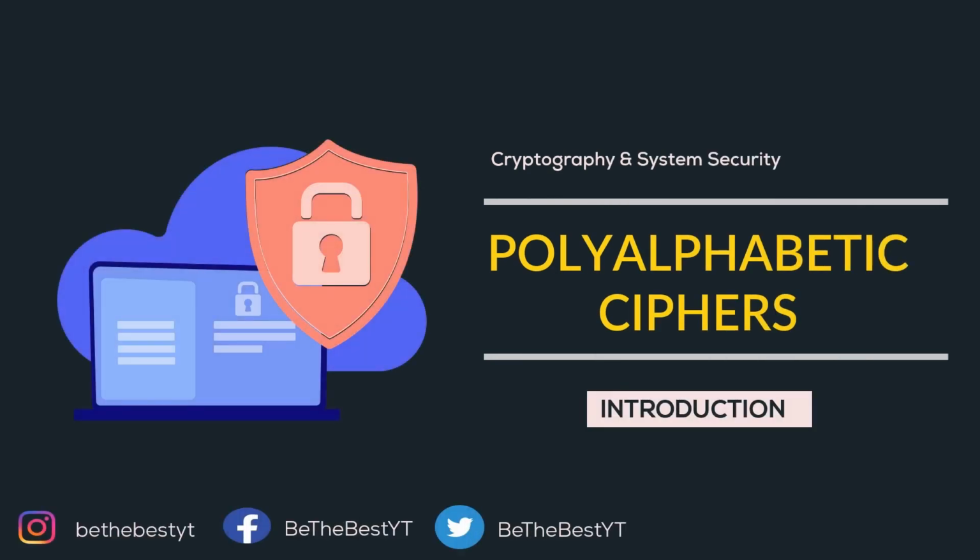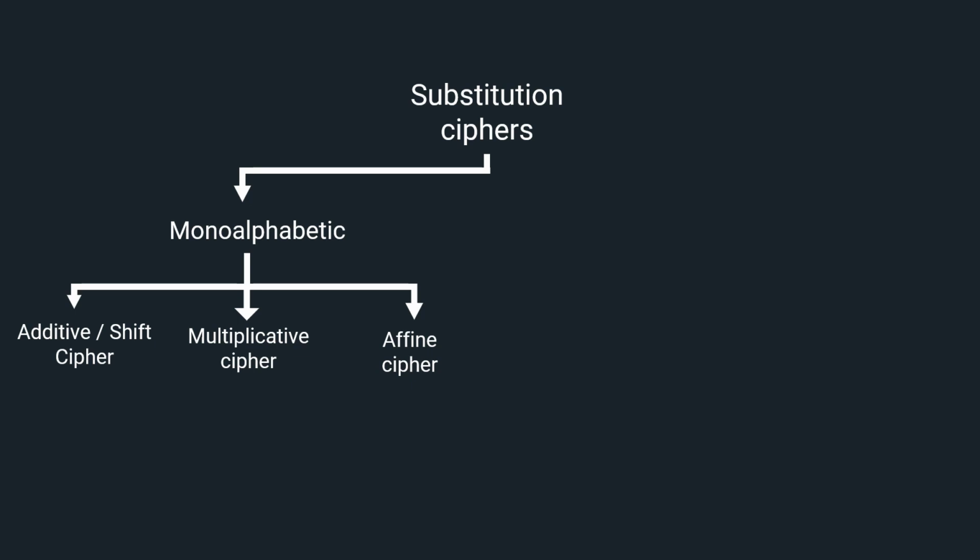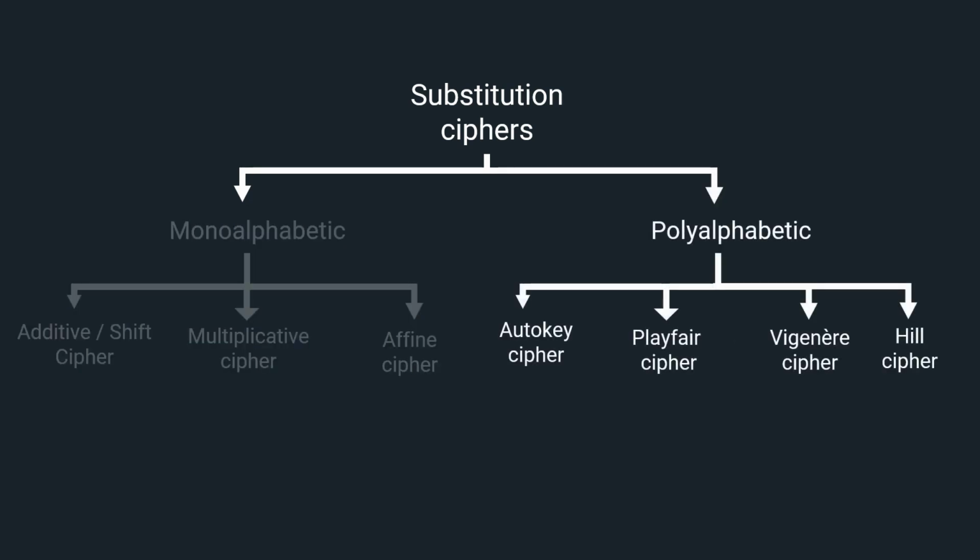In this video, we are going to introduce polyalphabetic ciphers. So let's get started. In the previous video, we covered all the monoalphabetic ciphers, which included the additive cipher, also known as shift cipher, the multiplicative cipher, and the affine cipher. In this video, we are going to introduce polyalphabetic ciphers, which are classified into 4 types: AutoKey cipher, Playfair cipher, Vigenère cipher, and Hill cipher.